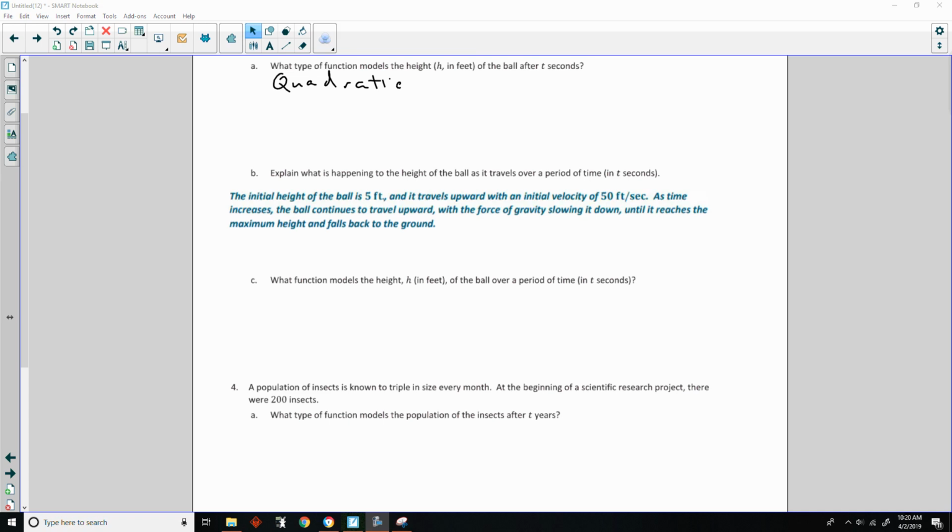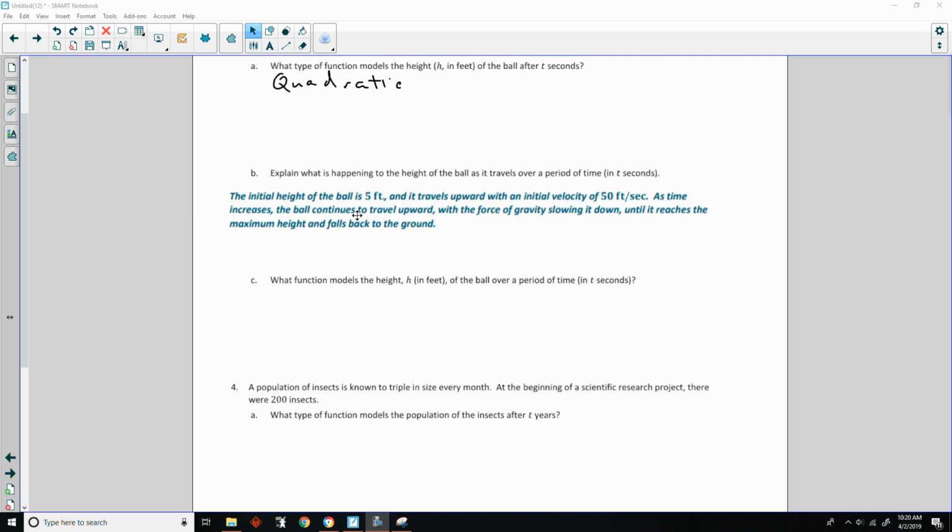The initial height of the ball is 5 feet. It travels upward with an initial velocity of 50 feet per second. As time increases, the ball continues to travel upward with the force of gravity slowing it down until it reaches the maximum height and then falls back to the ground. C says, what function models the height h in feet of the ball over a period of time in t seconds?